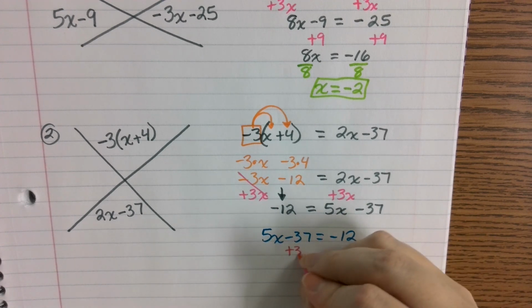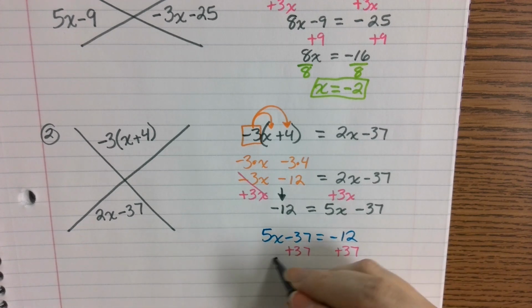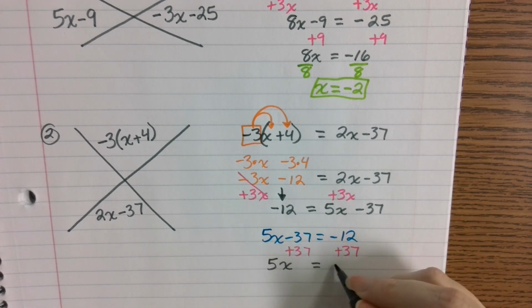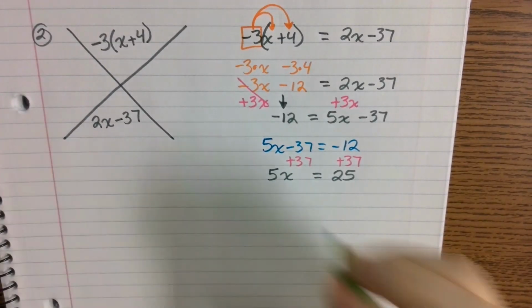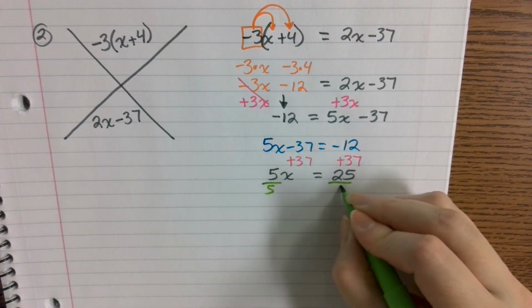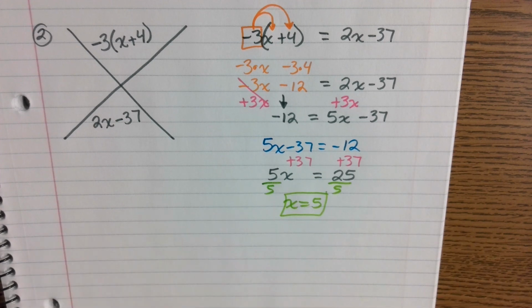We would add 37 to both sides. That's going to give us 5x is equal to positive 25. Then we would just divide both sides by 5 and get x is equal to 5. Okay? Did you see where you made your mistakes?